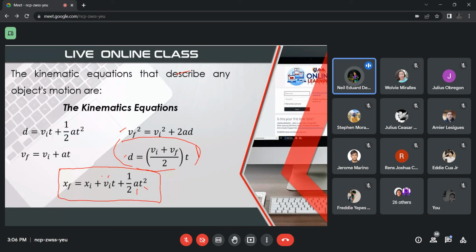Our initial velocity is zero times time, so this automatically cancels out. So we just have 1/2 times a t squared. What is our acceleration again? 2.5, sir. 2.5 nga. So acceleration is 2.5.